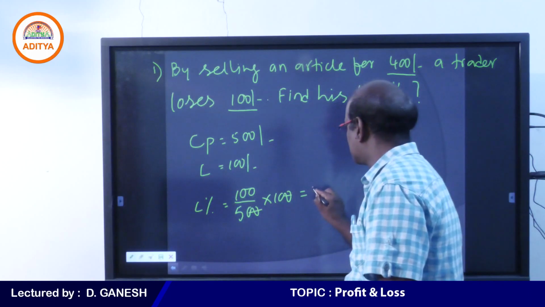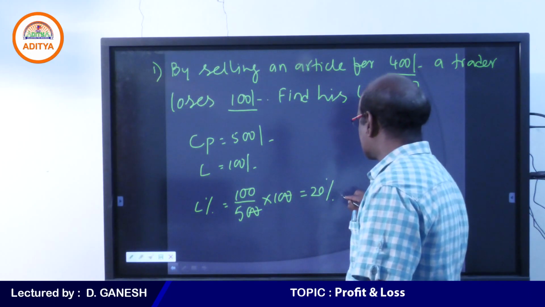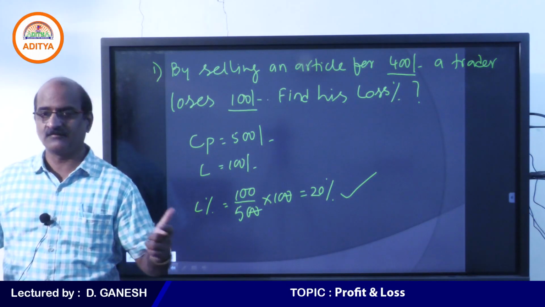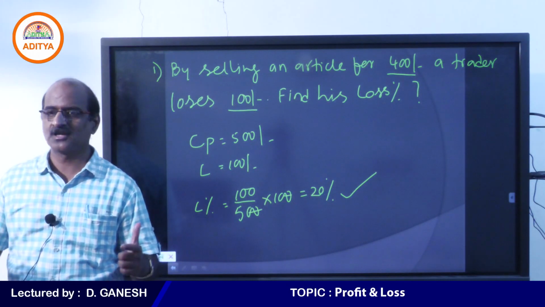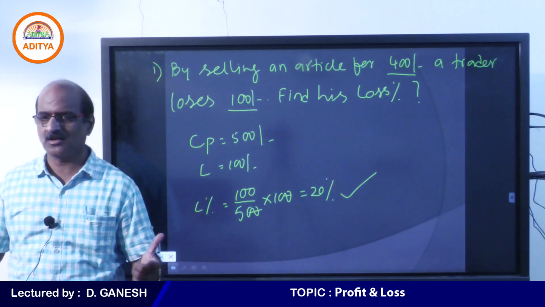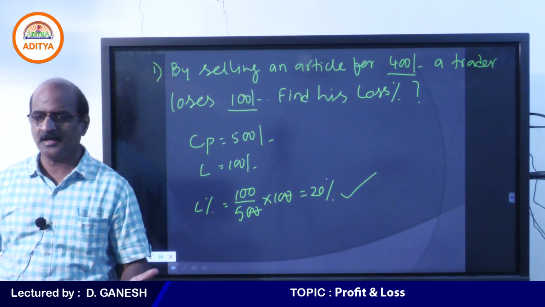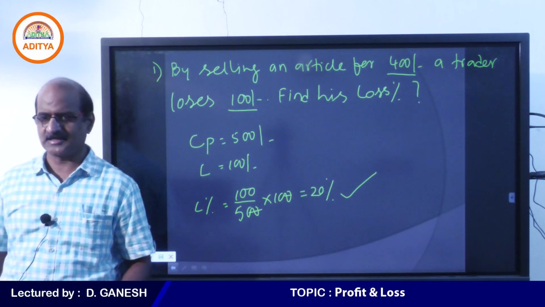Therefore, your answer must be 20%. This is the correct answer. So do you understand why that 500? Because the loss percent should be calculated on the cost price, not on the selling price. 400 is the selling price, therefore we should not take that.